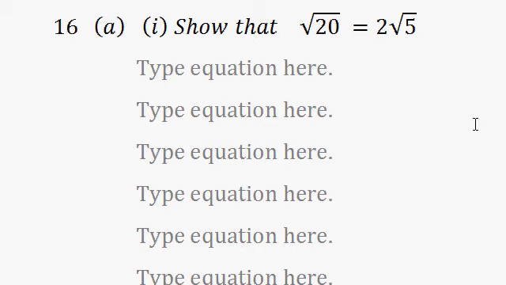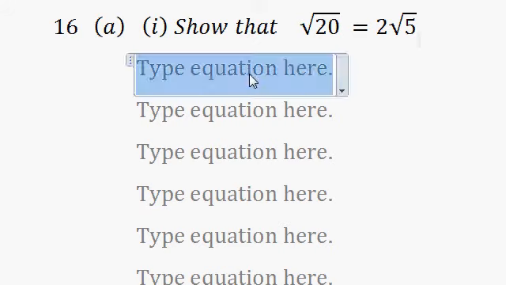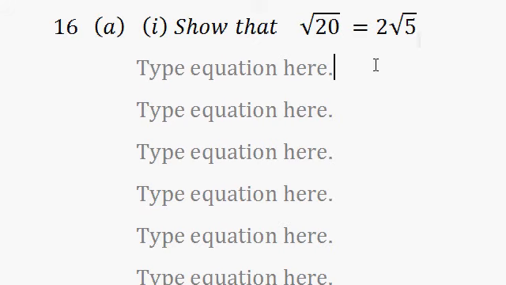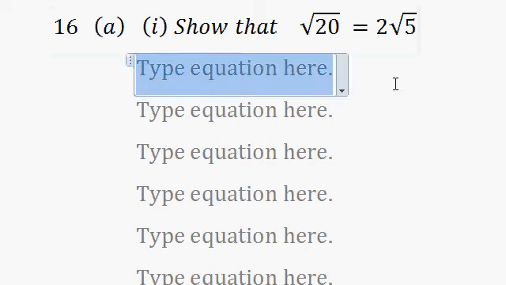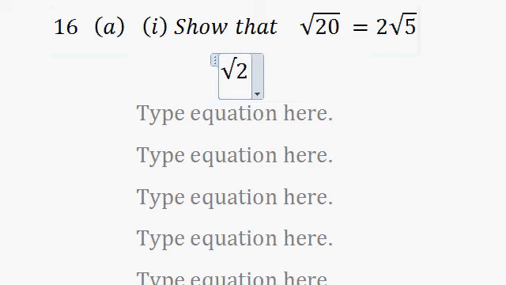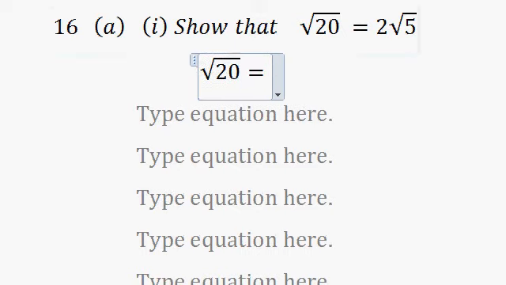So we're told in the question root 20 is equal to 2 root 5, and all we have to do is show that root 20 is equal to 2 root 5. What this is asking us to do is to simplify root 20. So very often you have to simplify things, and in this case we have to simplify root 20. So let's write root 20 is equal to.